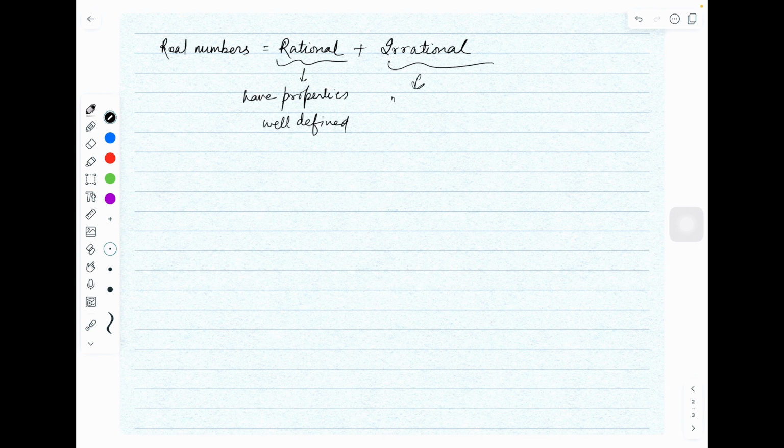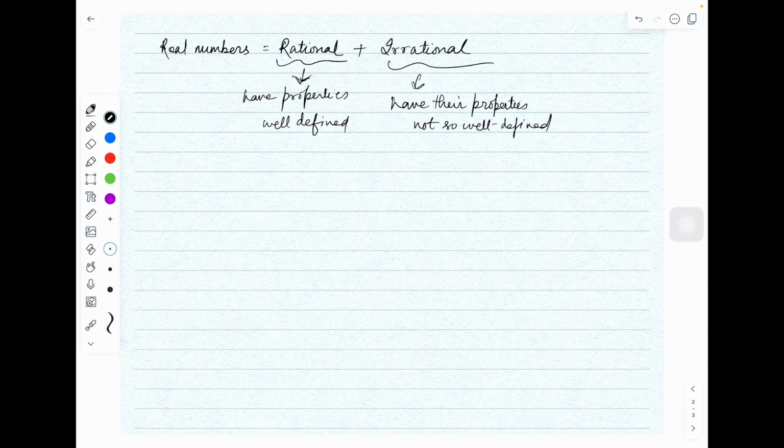Okay, irrational numbers have their properties not so well defined. That means real numbers equal rational plus irrational numbers. For rational numbers, the laws they follow are well defined. If it is a rational number, you know that this law is going to be followed. But for irrational numbers, some laws are followed, some laws are not followed. So we'll see what laws are followed and what laws are not followed.